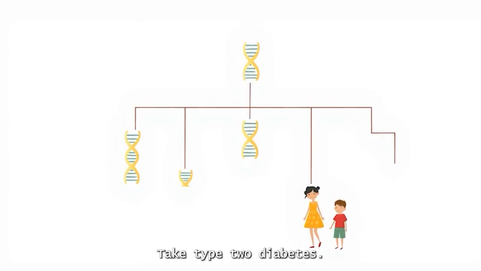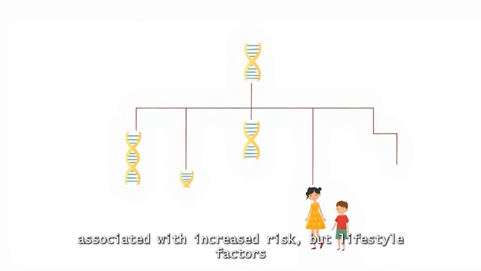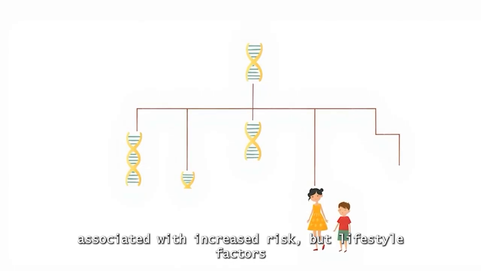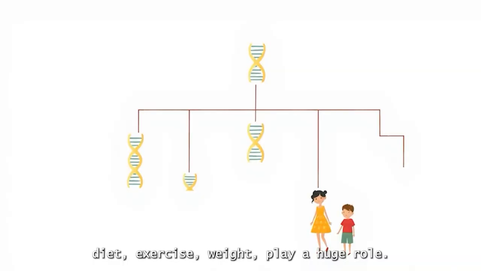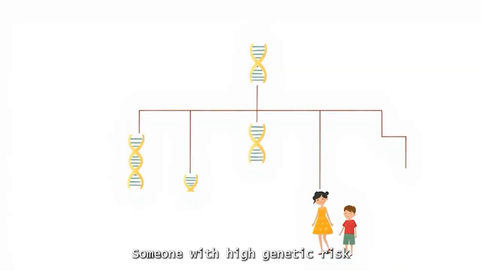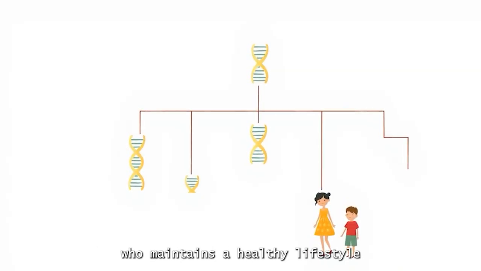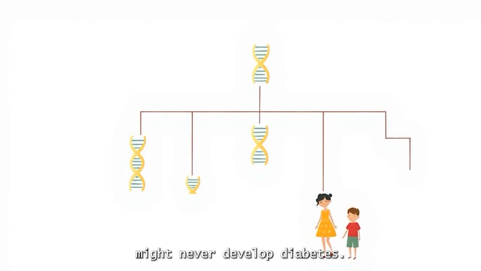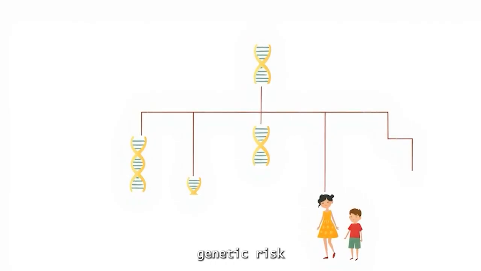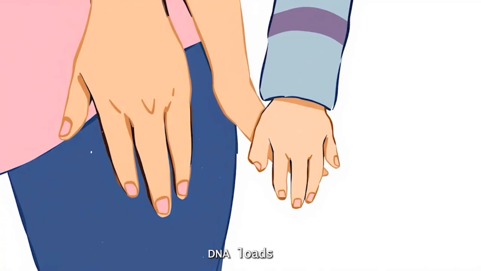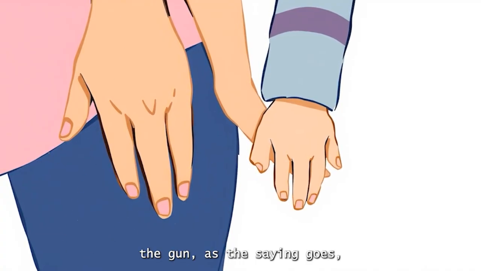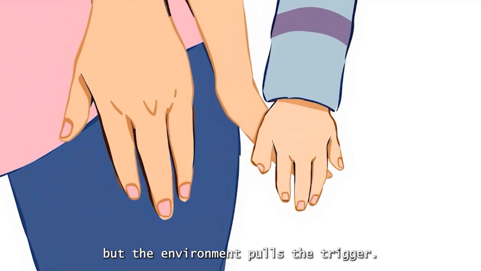Take type 2 diabetes. There are many genetic variants associated with increased risk. But lifestyle factors, diet, exercise, weight, play a huge role. Someone with high genetic risk who maintains a healthy lifestyle might never develop diabetes. Someone with low genetic risk who eats poorly and doesn't exercise might develop it. DNA loads the gun, as the saying goes, but the environment pulls the trigger.